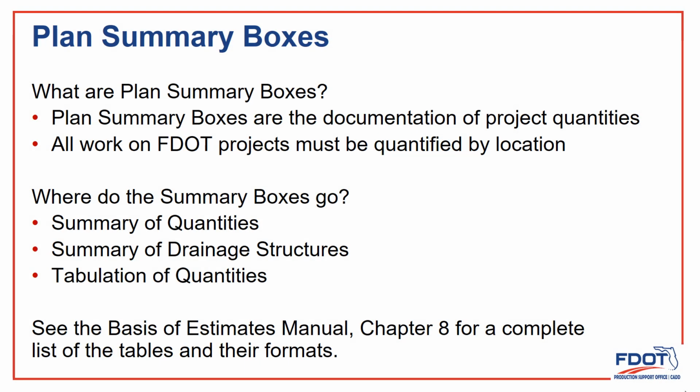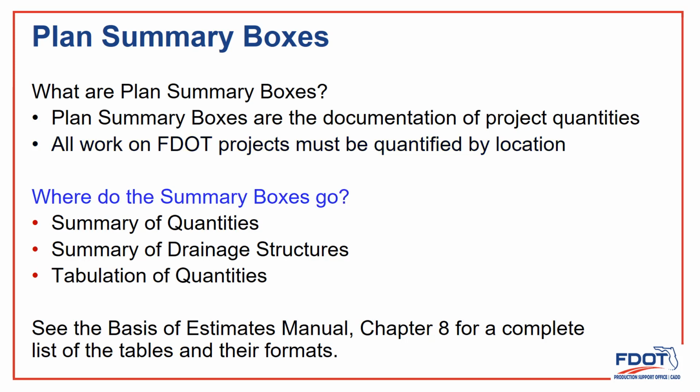Summary of quantities, summary tables, plan summary boxes. What are we talking about when we refer to these boxes? The boxes are actually tables that we use to document the quantity of materials or work on a project. The materials and work, everything that is done or materials that are used on a project, are defined with pay items in the Basis of Estimates manual. And all pay item quantities must be documented and quantified by location in the plans.